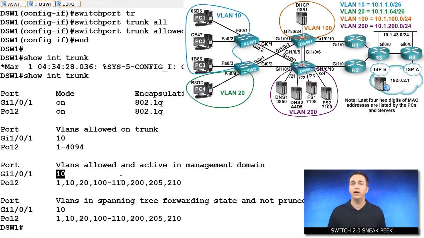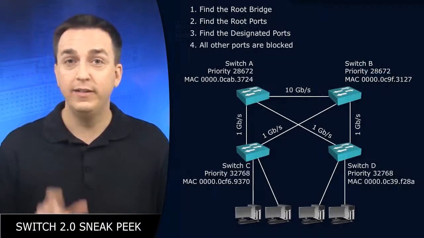But the key here is now if PC4 sends the broadcast, it arrives at DSW1, DSW1's not going to forward that down to ASW1. So we are reducing the amount of non-necessary traffic that has to be flowing across various trunk links within our infrastructure.